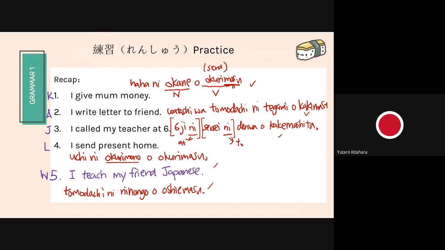Okay. Yeah. So again, number 4 is a bit special because we send to a place. Okay, it's the same format. Same as you send to friend, you send to house, send to school, send to library also can. Okay, very good.